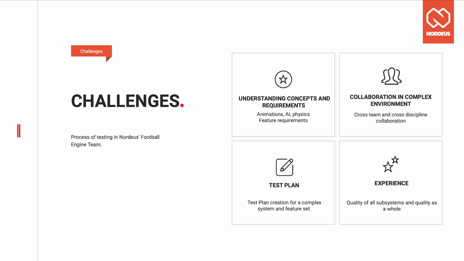Okay, now, as we already said, we will go with challenges. So yeah, we divided it into 4 major challenges, and we will try to make it more clear to you how we do the QA, what is all needed for it, and the whole process of testing the Football Engine team. So here we will first try to understand the concepts and requirements of the game. So you have animations, AI, physics, feature requirements from Top 11, etc. Then we will jump into the next challenge and talk about collaboration in such a complex environment.